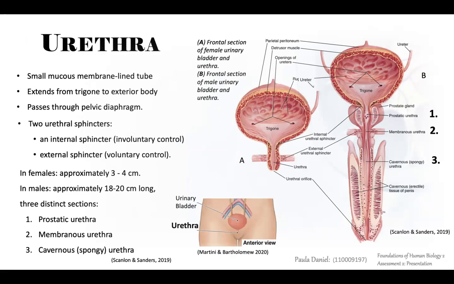There are two urethral sphincters, an internal sphincter under involuntary control and an external sphincter under voluntary control. In females, the urethra lies posterior to the pubic symphysis and anterior to the vagina, and it is approximately 3 to 4 centimeters long. In males, the urethra is 18 to 20 centimeters long and is made up of 3 distinct sections, as we can see here.